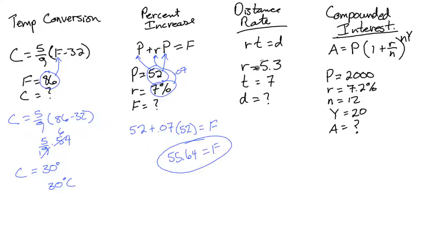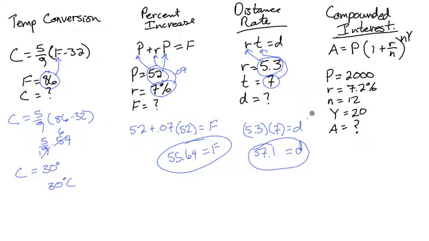Distance, rate, and time. So we know that the R, 5.3, goes right there, and the T, which is 7, goes right in there. So we have 5.3 times 7 equals our distance. Distance equals, and we get 37.1. Miles, kilometers, I'm not sure what that is.